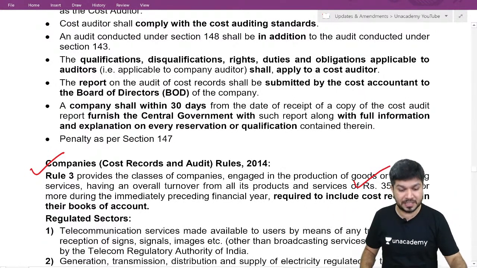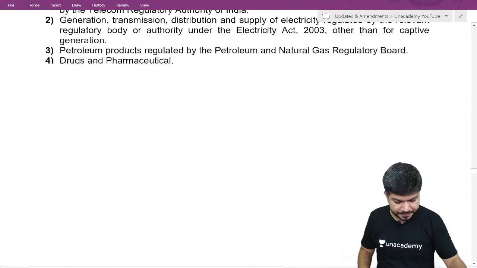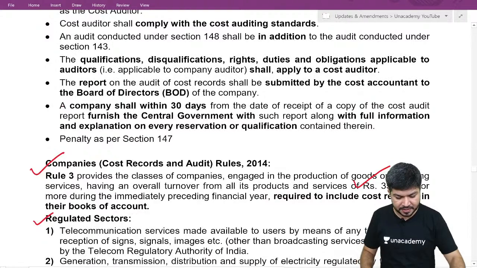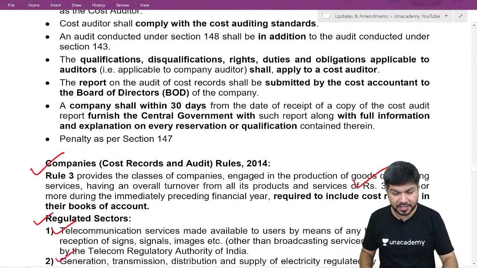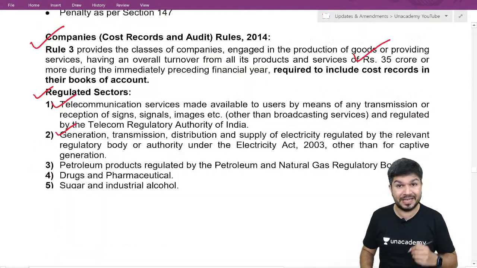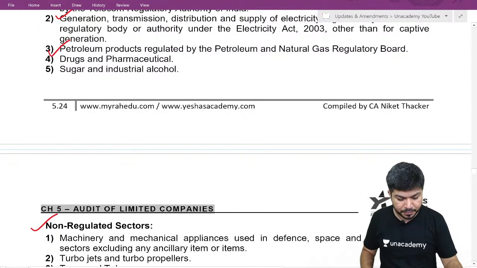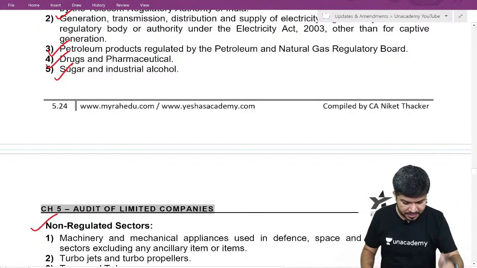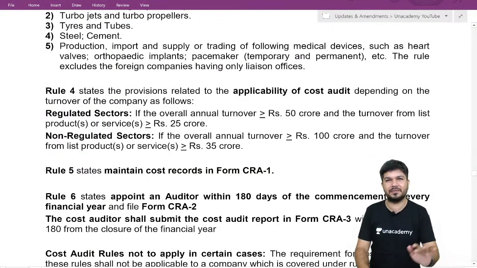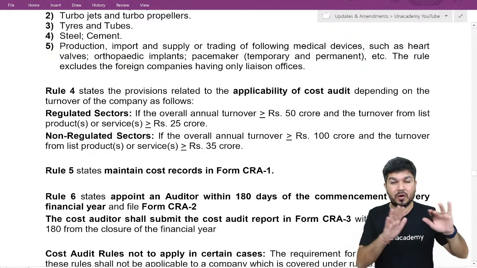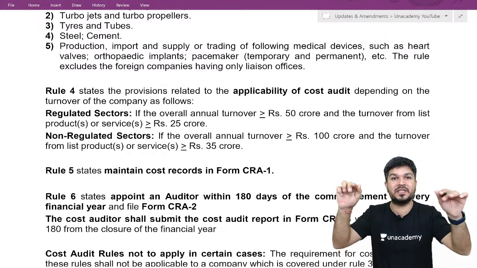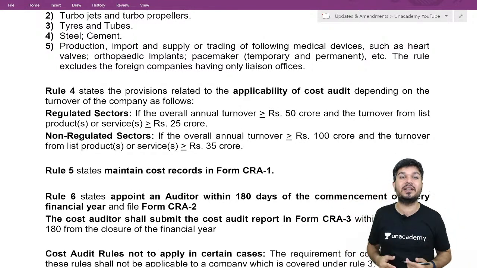So there are two parts. One is regulated sector, the other is non-regulated sector. Regulated sector includes telecommunication services, generation, transmission, distribution of electricity, petroleum products, drugs and pharmaceuticals, sugar and industrial alcohol. This is just the regulated list, not relevant from the exam angle. For non-regulated, again a list is given. You should follow the list and your turnover has to be 35 crores or more, then costing records are required. Now, sir, when is cost audit required?